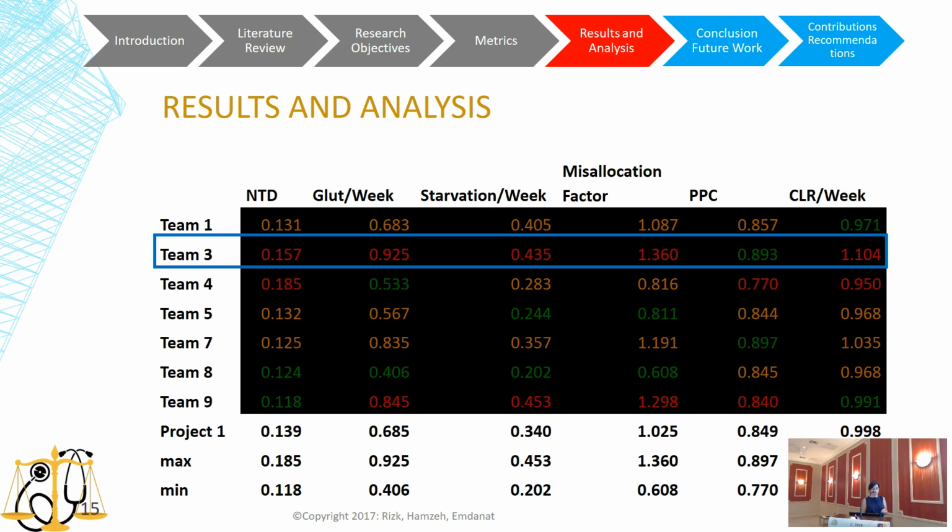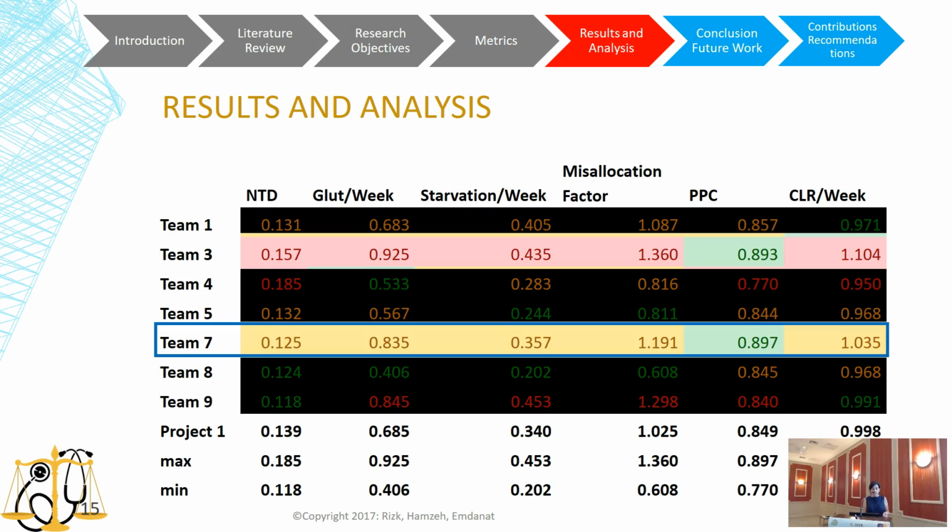So if we consider team 3, if PPC is the only metric we're using to measure performance, then team 3 is performing very well. But since there are large deviations in NTD and CLR, then team 3 is not matching the load to the available capacity. Furthermore, the fact that there is high glut and starvation per week indicates that team 3 is also misallocating the available resources.